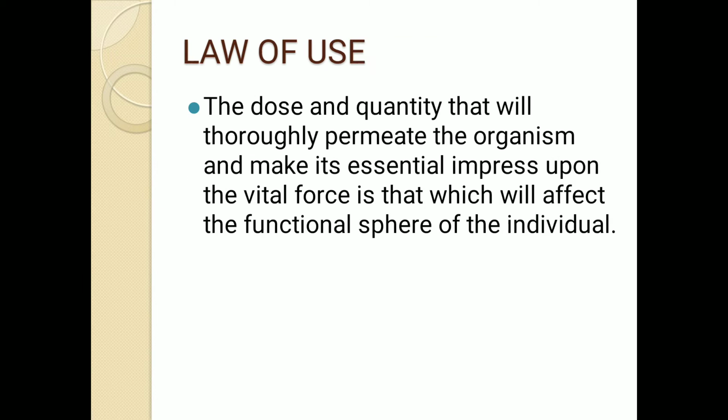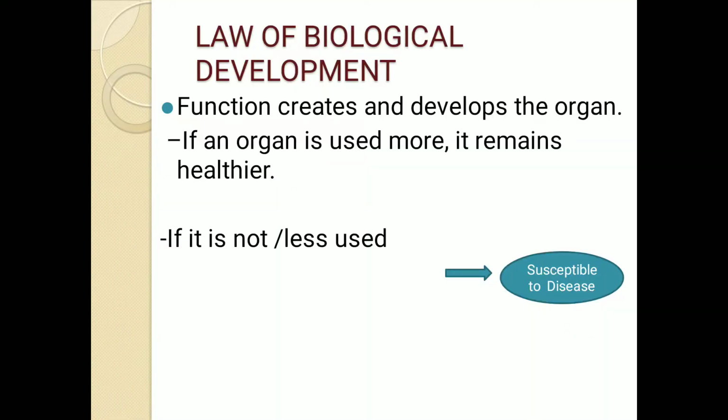The dose and quantity that will thoroughly permeate the organism and make its essential impress upon the vital force is that which will affect the functional sphere of the individual. So, the dose or potency of the simillimum, that means the homeopathic similar remedy, permeates the organism thoroughly. It means the medicine acts on the sick, and the sick means the whole person, not only a particular part.